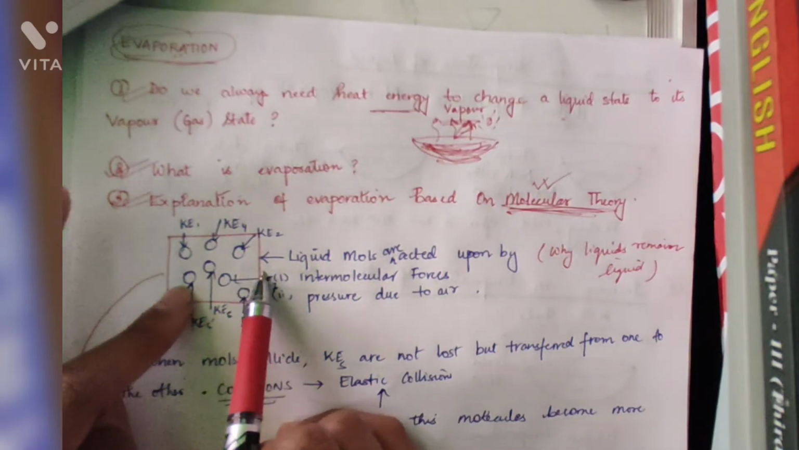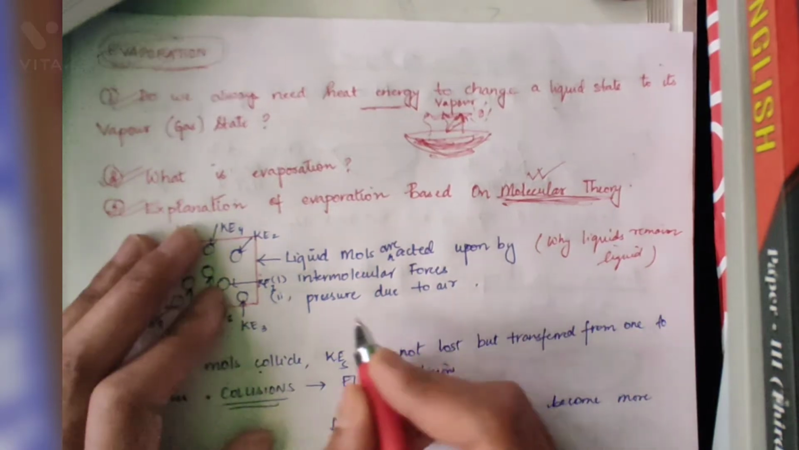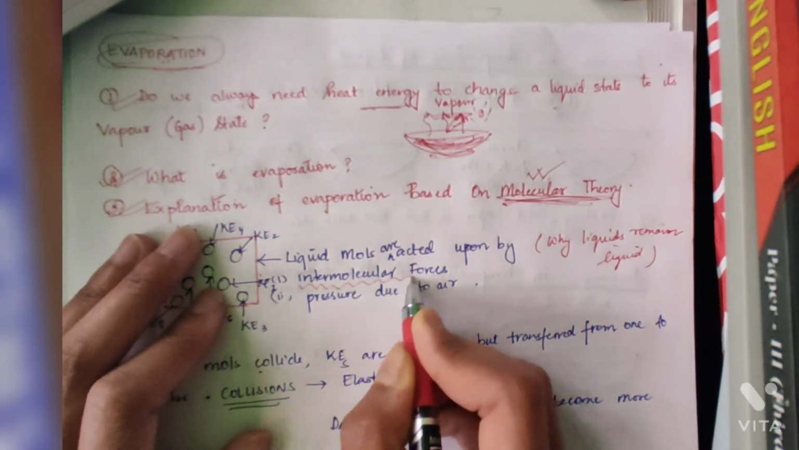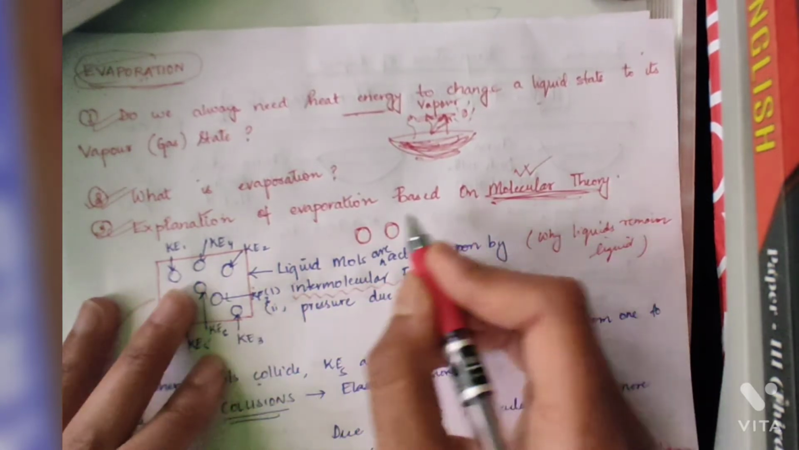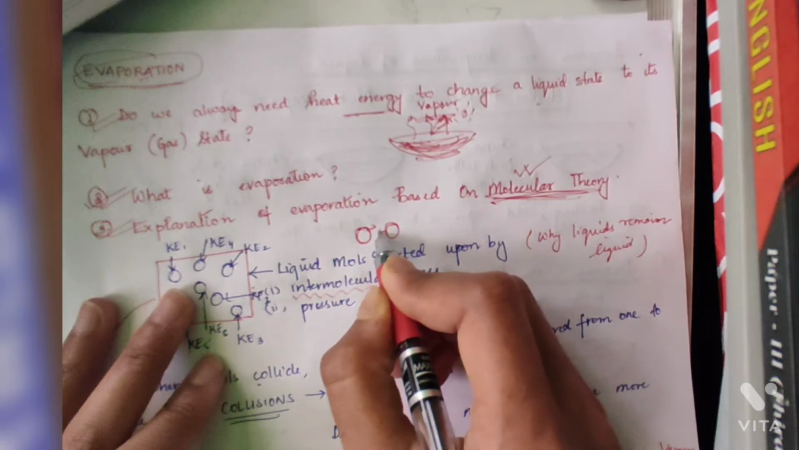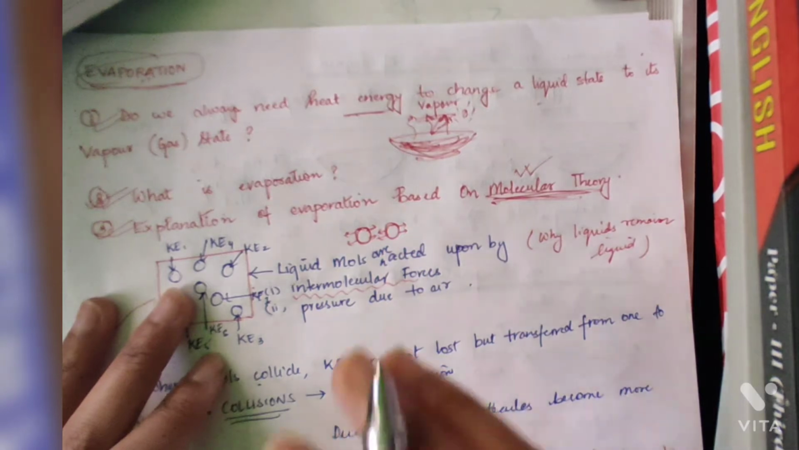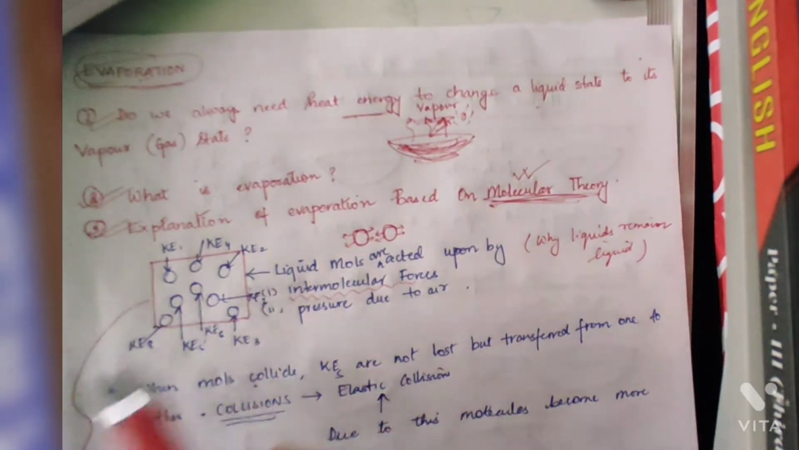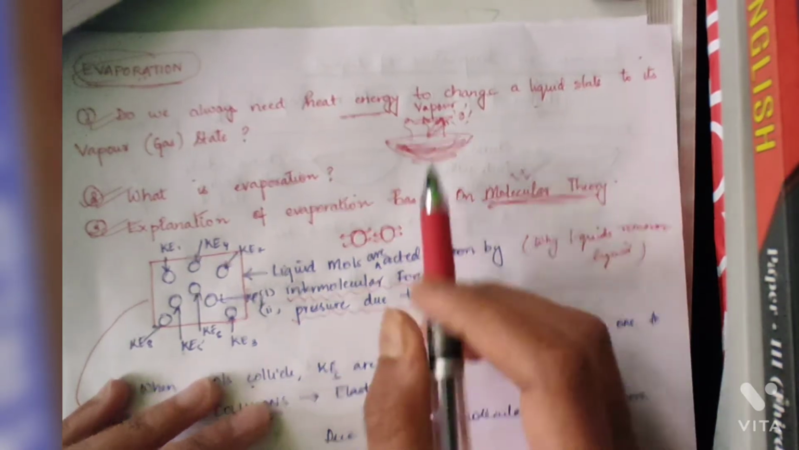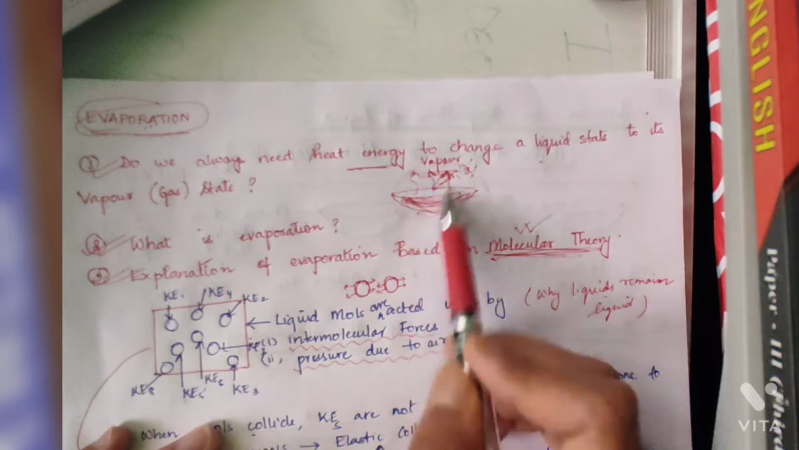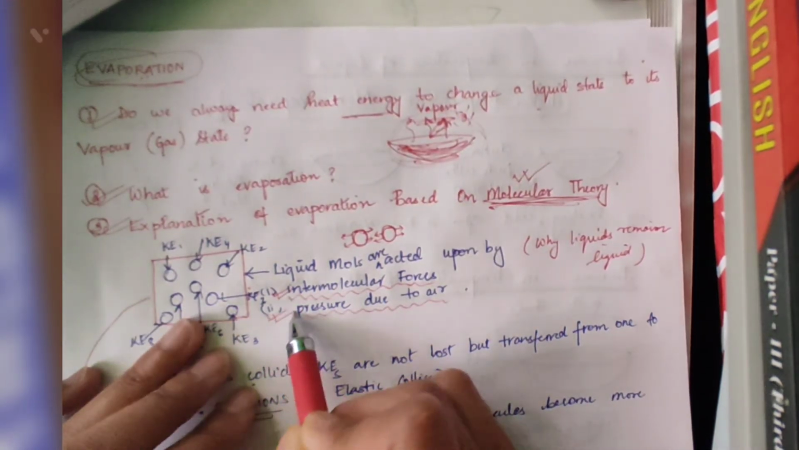Why are these liquid molecules like this? These liquid molecules remain liquid because of two forces. That is the intermolecular force. What is intermolecular force? Suppose this is one molecule and a second molecule right here. They exhibit a force against each other, a force that pulls each other, all right? Due to the intermolecular force, the liquid remains liquid. And the other is the pressure due to air present over the liquid, right? So it remains liquid because of two things: intermolecular forces and pressure due to air.